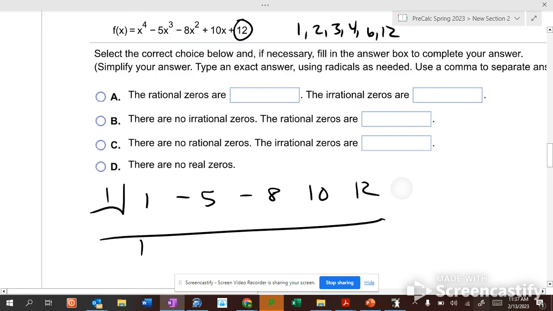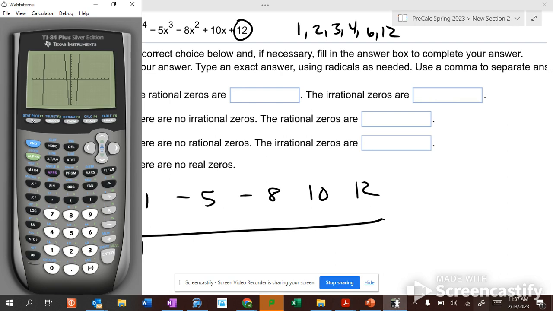If I graph it to cheat, x raised to the 4th minus 5x raised to the 3rd minus 8x raised to the 2nd plus 10x plus 12.